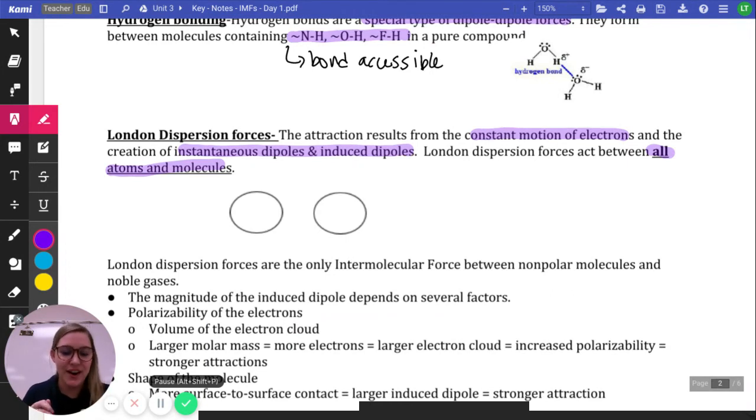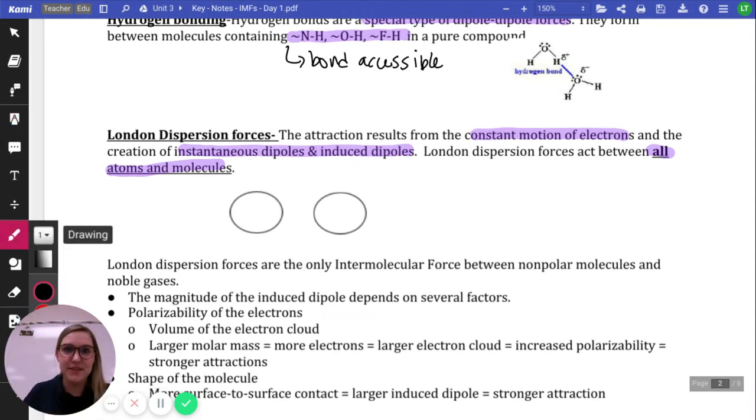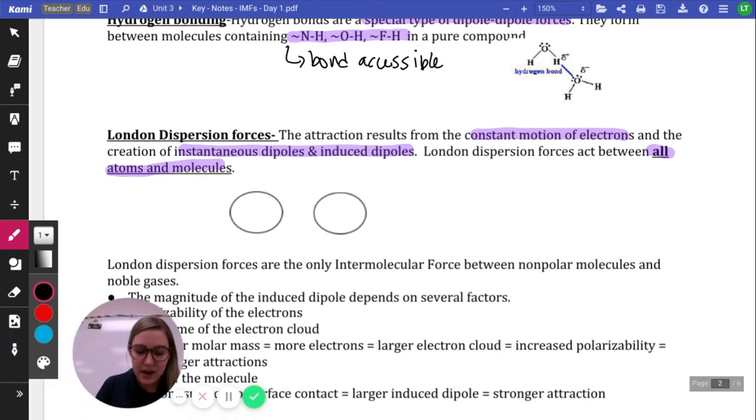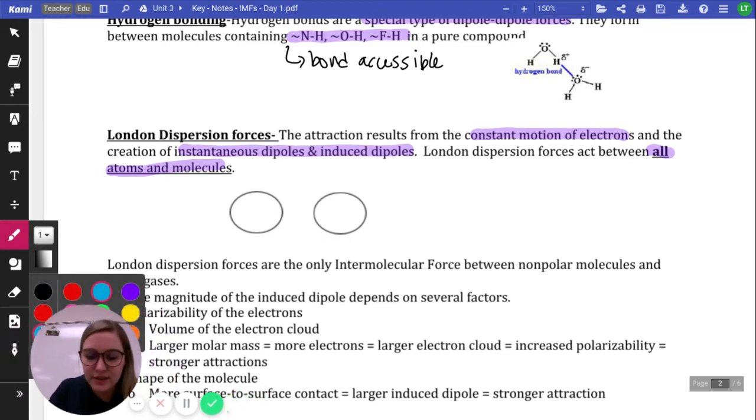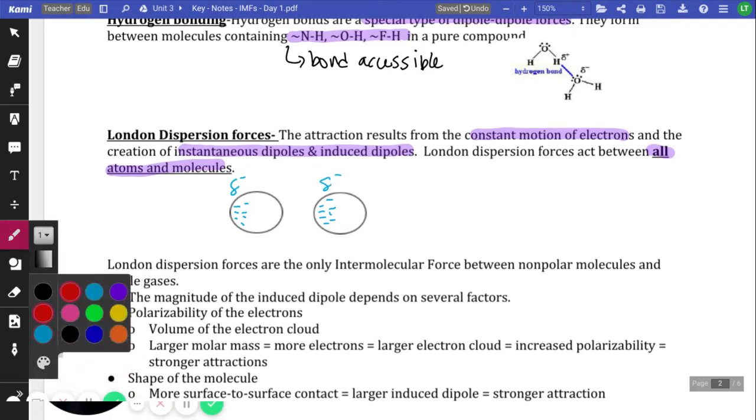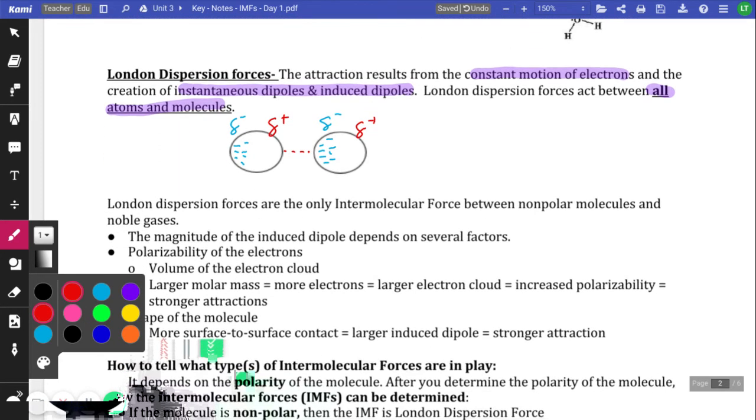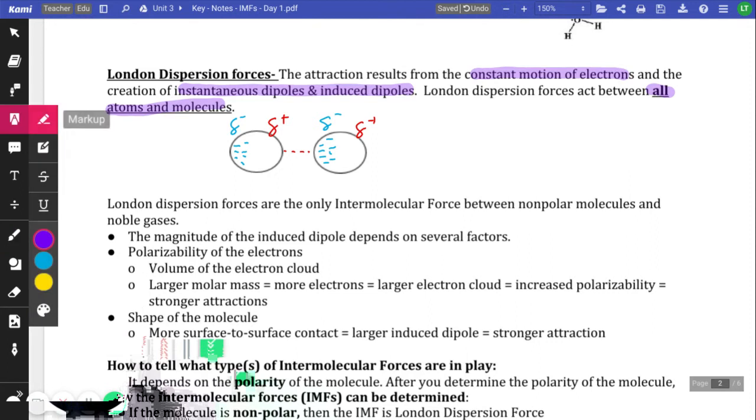Okay, so now we're going to try to draw those London dispersion forces. So basically what happens is all of our electrons kind of congregate to one side, and I'm just drawing my electrons as negative signs. All of our electrons congregate to one side, and that leaves us with a slightly negative charge on that side and a slightly positive charge on our other side, which then leads to that momentary attraction.